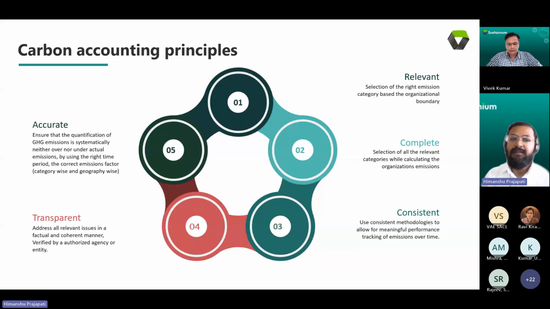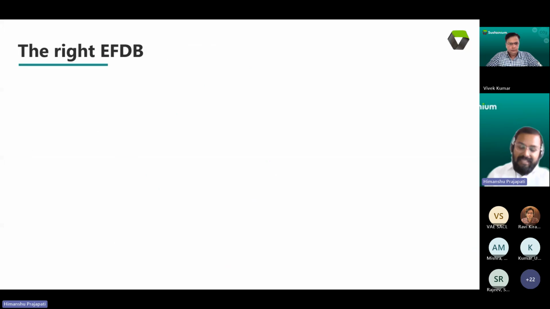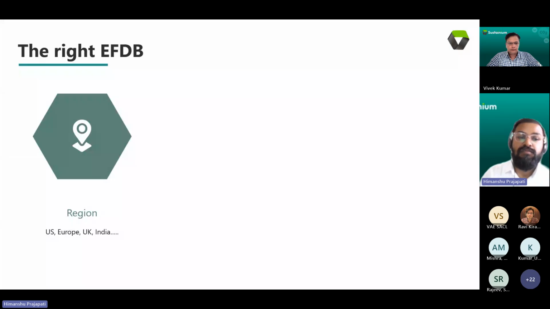So I think we have clearly established that emission factors have a very important place in the entire carbon accounting journey for a particular company. Having said that, it is very important to know how to choose the right emission factor or the emission factor database in this particular case. Emission factor databases change with respect to region. For example, the US has US EPA, the UK has UK DEFRA, India uses multiple, but primarily IEA, and for electricity it is CEA.